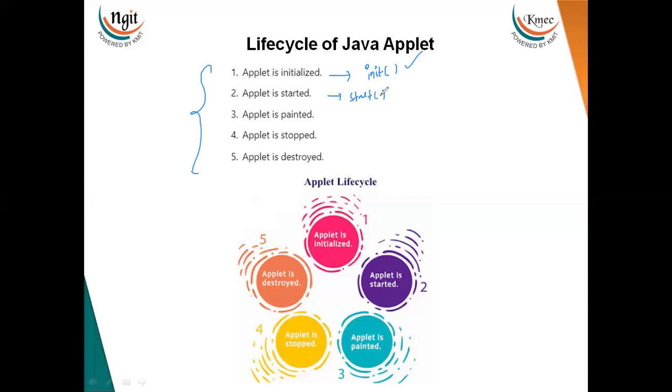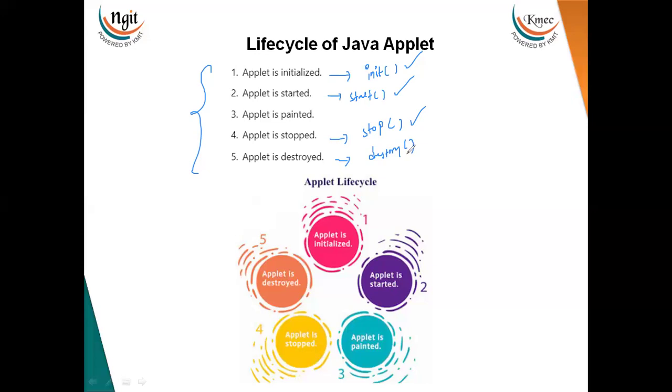Sir, when will the start method work? Better, whenever you maximize the browser or whenever you call the start method, it works, and it is used to start the applet, right? Then the stop method is used to stop the applet. Whenever you minimize the window, the stop method will work and it stops the applet. And the destroy method is used to destroy the applet, right? This is also going to be invoked, executed only once.